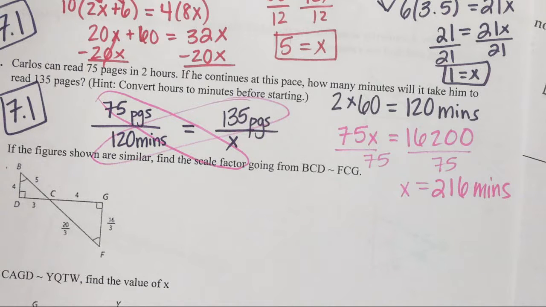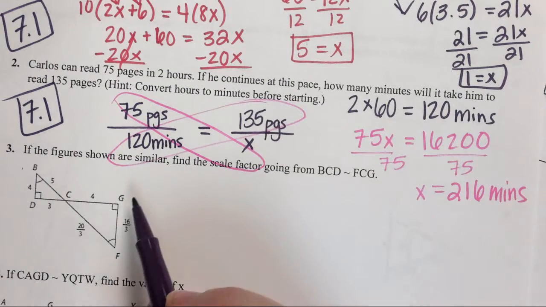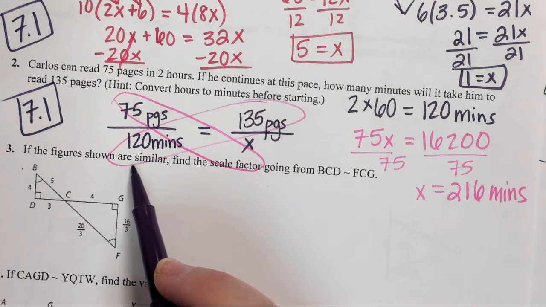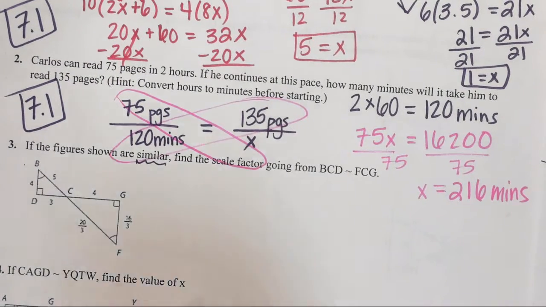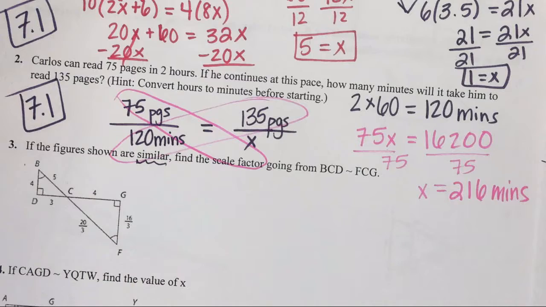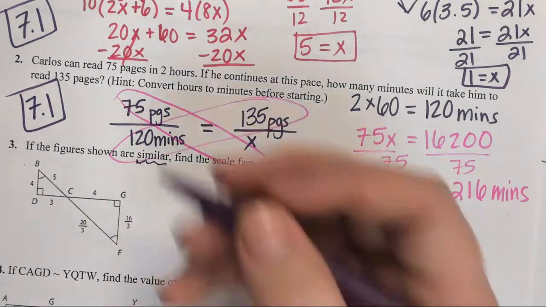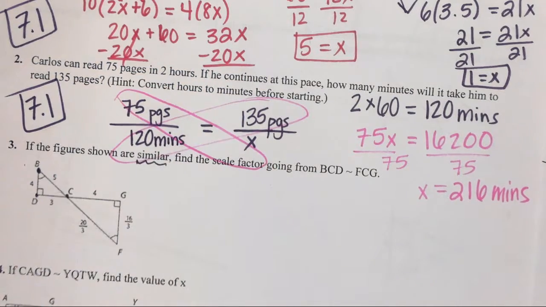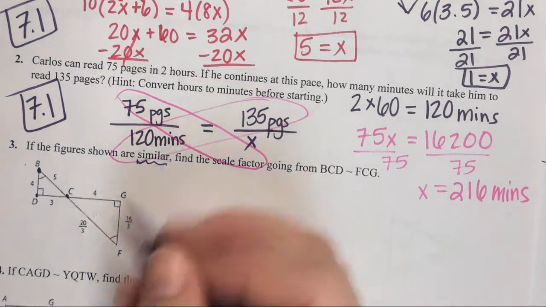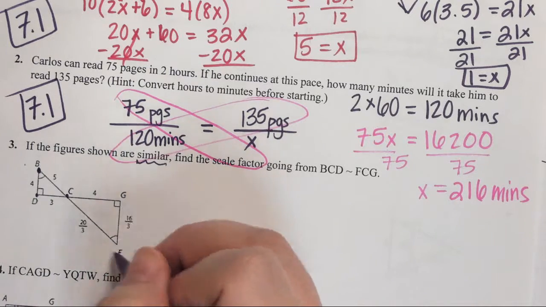Okay, and then you were also supposed to try number 3, and I got a couple of questions about it. They told us, find the scale factor. The figures are already shown are similar, so we're told they're similar. We don't have to prove it. And it says, find the scale factor going from BCD to FCG. So BCD, B to C, C to D, so 5, 3, 4. And FCG would be that fraction.